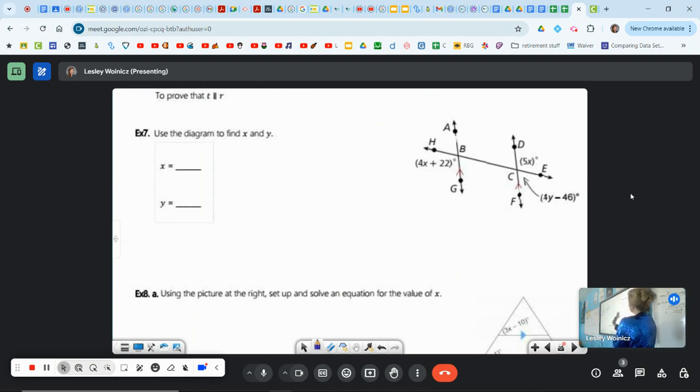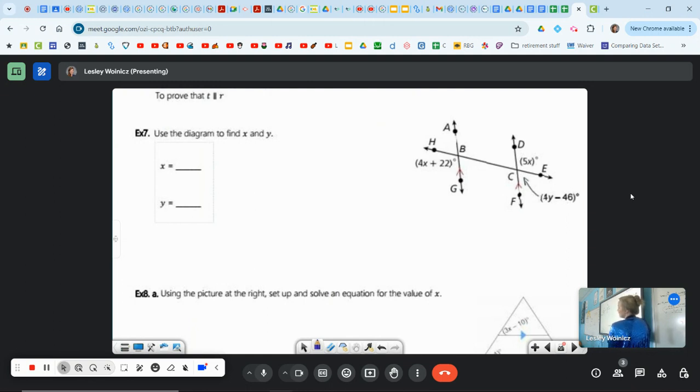All right, we are going to use the diagram to find x and y. So in this diagram, we're starting with the lines parallel. So are we going to need the converses? Probably not. Okay. So how can we find x?